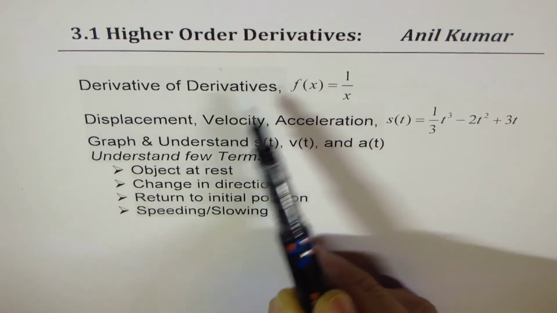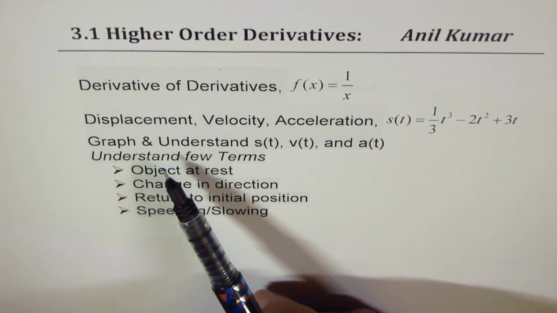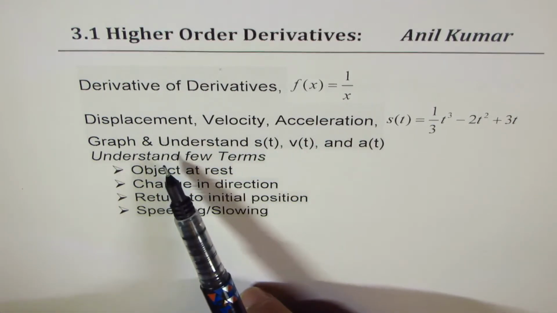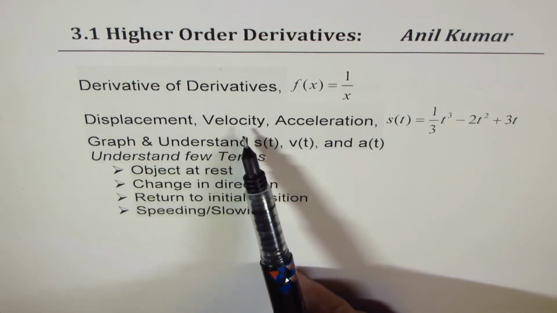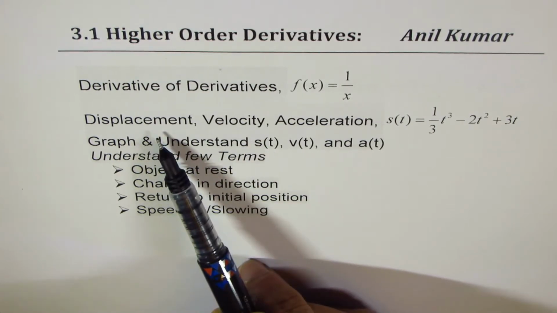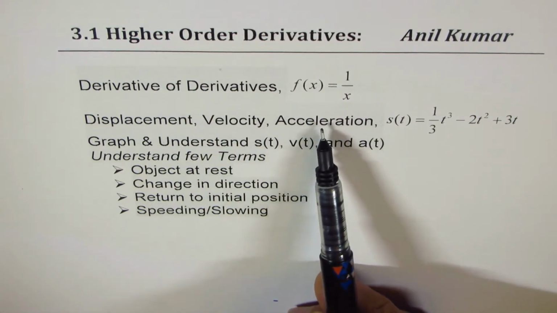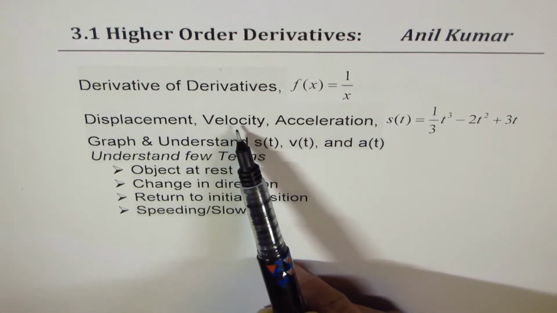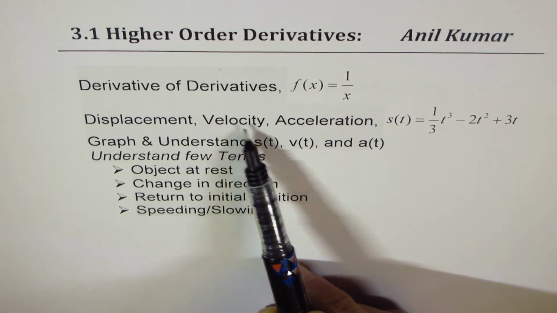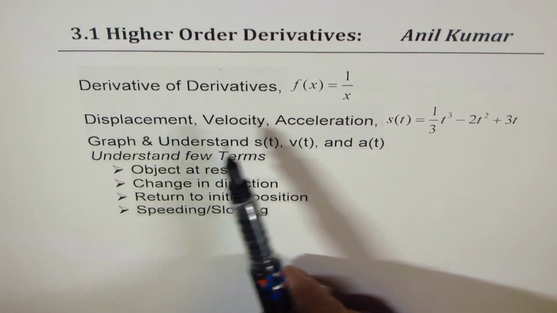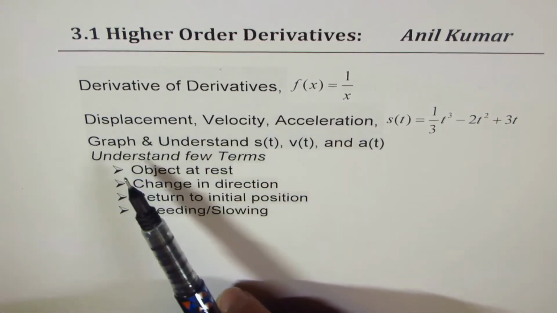Major application in this chapter is about relating displacement with velocity and acceleration. As you know, velocity is the first derivative of displacement and rate of change of velocity is acceleration. So acceleration is the derivative of velocity or the second derivative of displacement. So that is derivative of derivative.